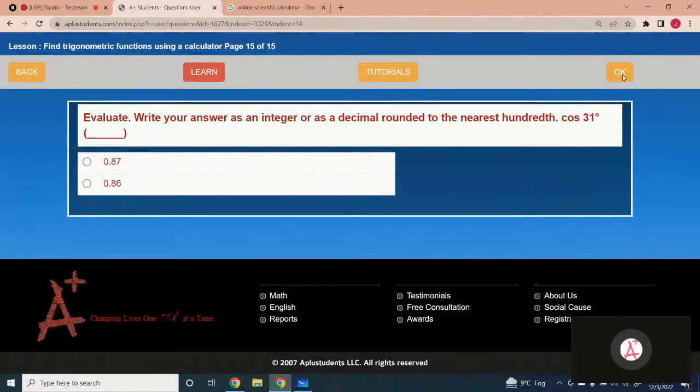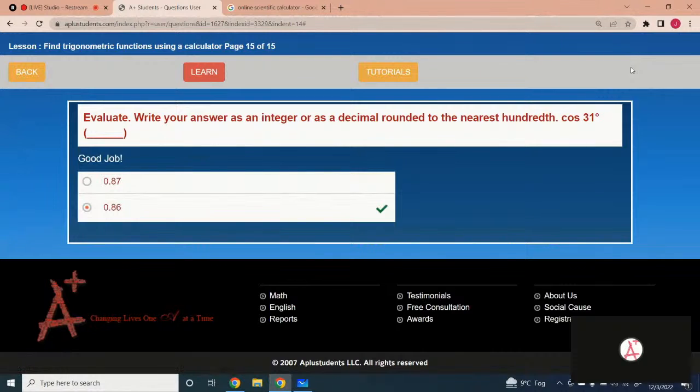Okay, the last one is, write your answer as an integer or as a decimal rounded to the nearest hundredth. So it would be cos 31. Got it? Just calculate the cos 31. Cos 31 is 0.86. So the correct option is 0.86. Just select the correct option and click on the OK button.